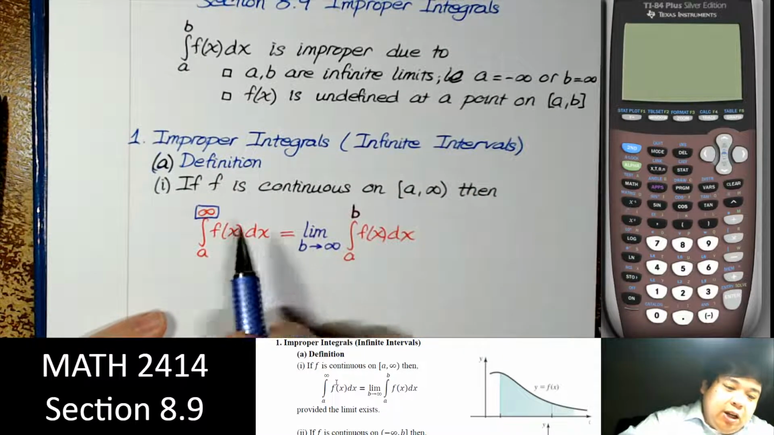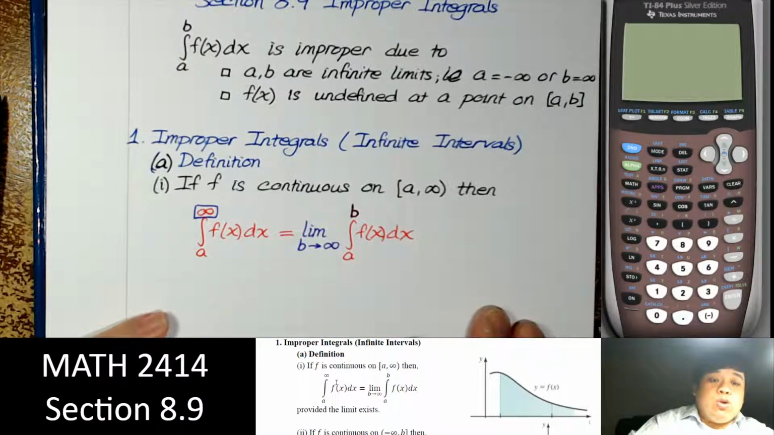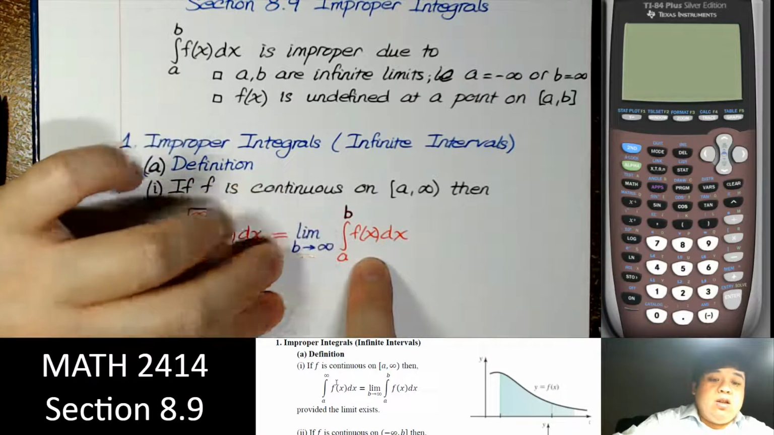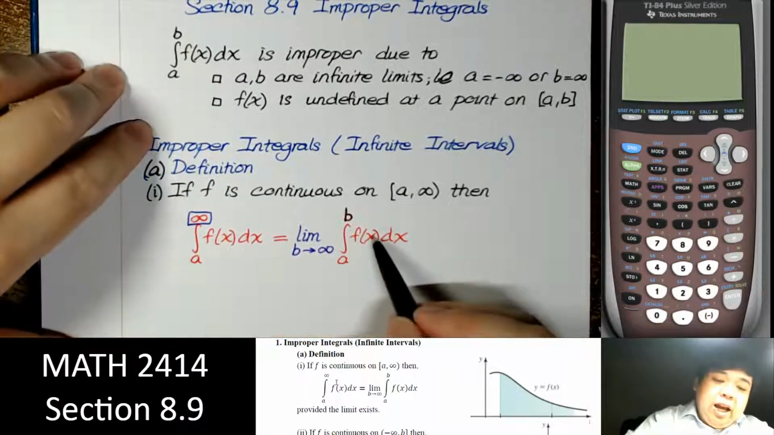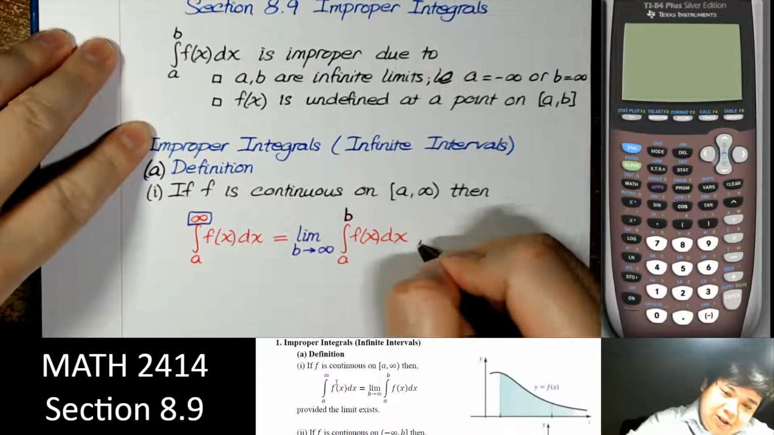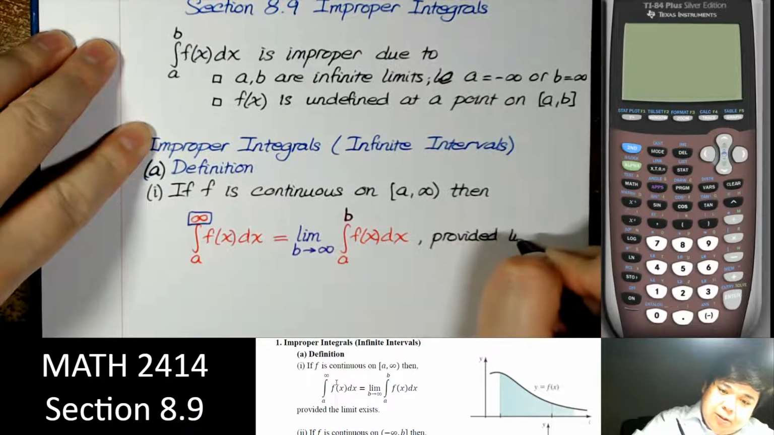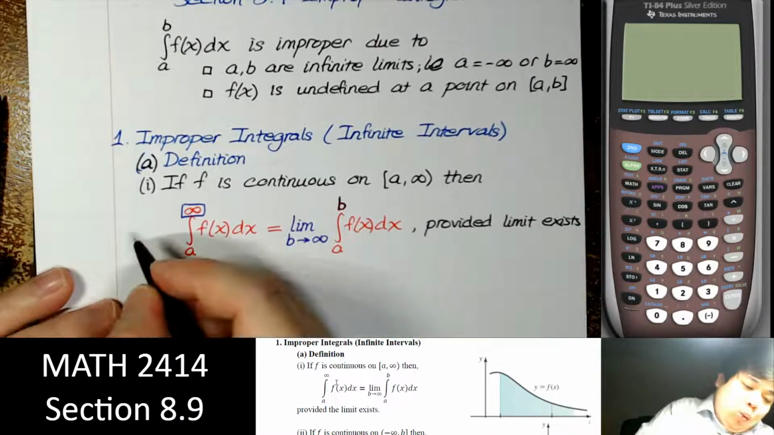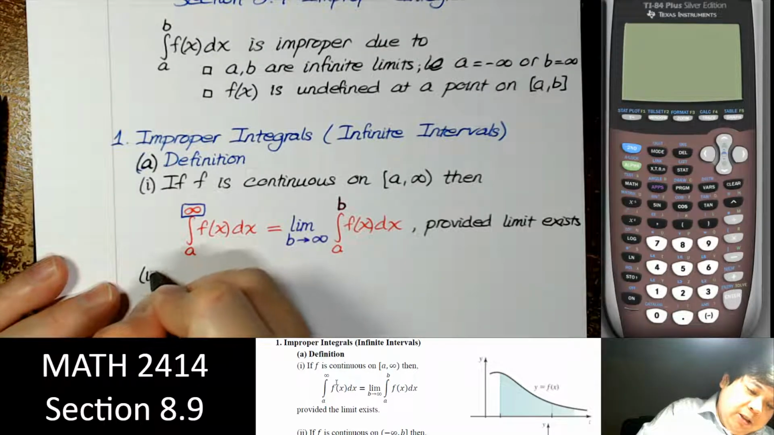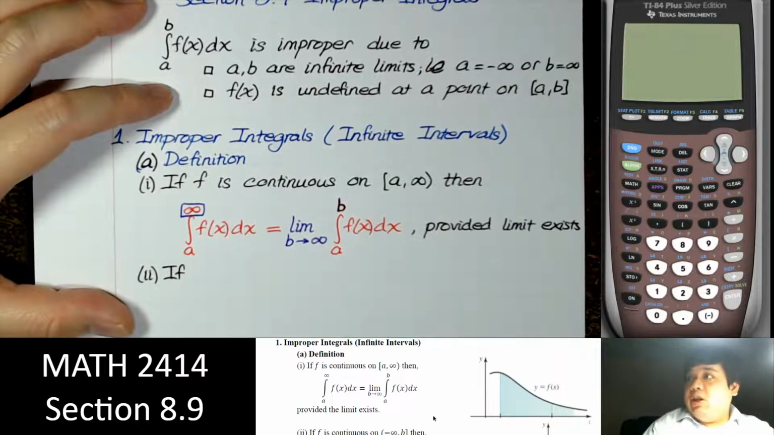So pretty much just replace infinity with a letter and then take that letter to infinity. What we actually do is we do the integral first and then we take the limit. And of course the limit has to exist. We define one more thing later, but for now let's define the other cases.